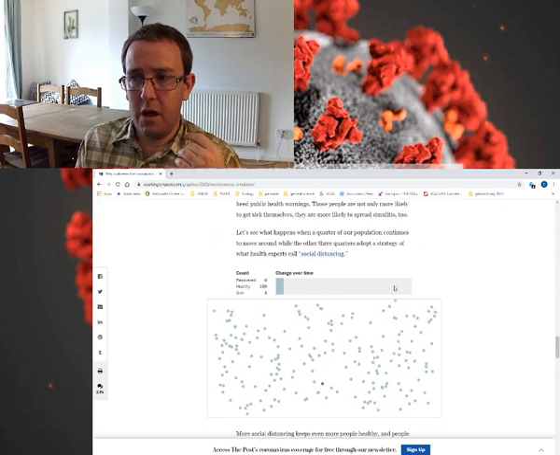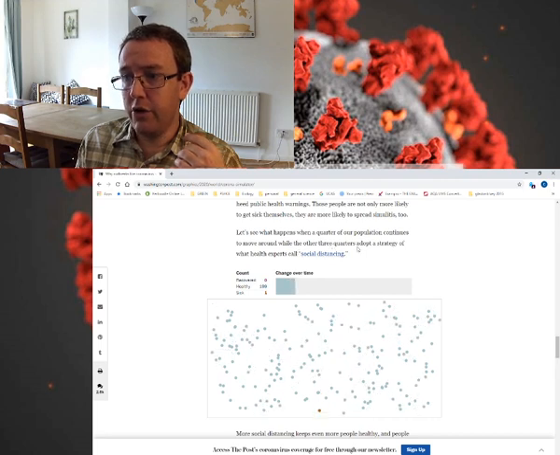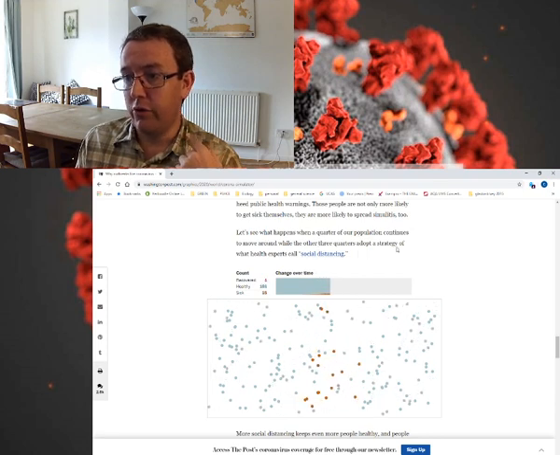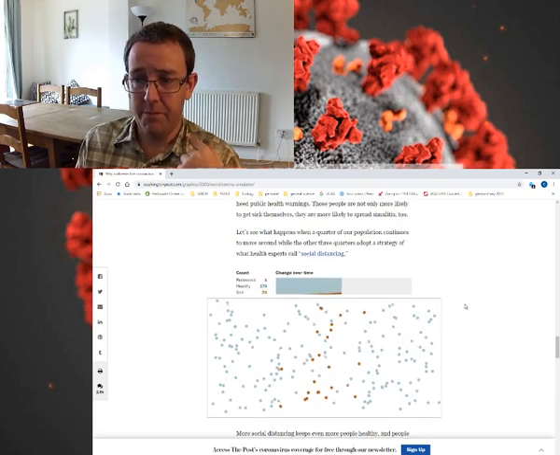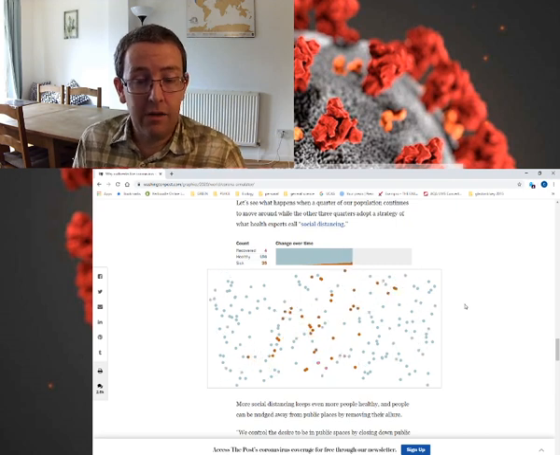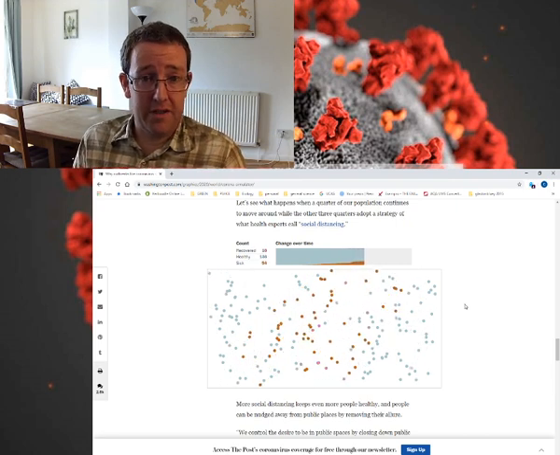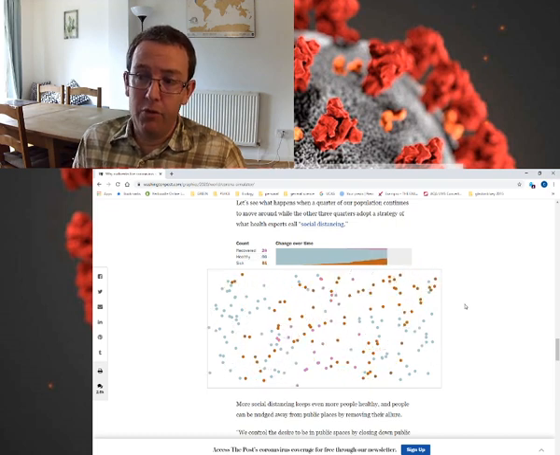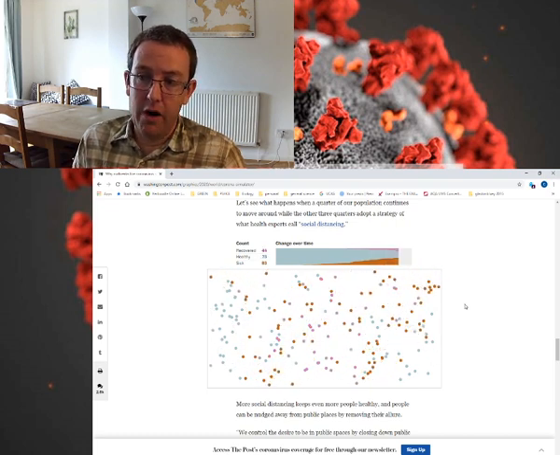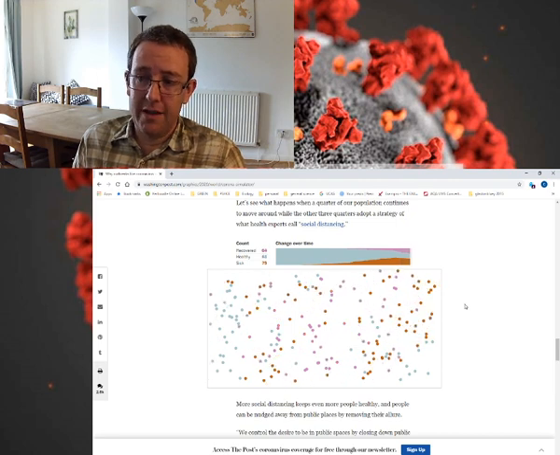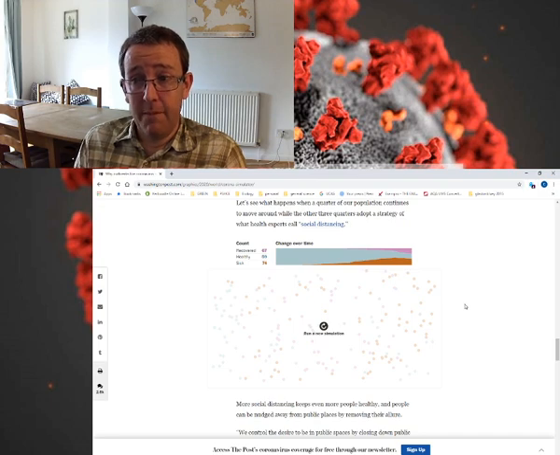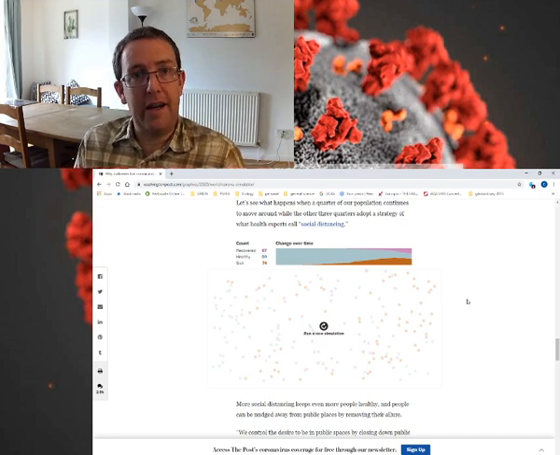So this is the example if we look at 3/4. So this is a quarter of our population continues to move around, while the other 3/4 adopt a strategy of what's called social distancing. So the blue dots that are still are the ones who are sat at home social distancing. As you can see, that brown amount of people who are ill rises still quite quickly, but not as fast. And the immunity comes in, and then there's an amount of people who haven't had the disease. That is far more manageable for any health system.